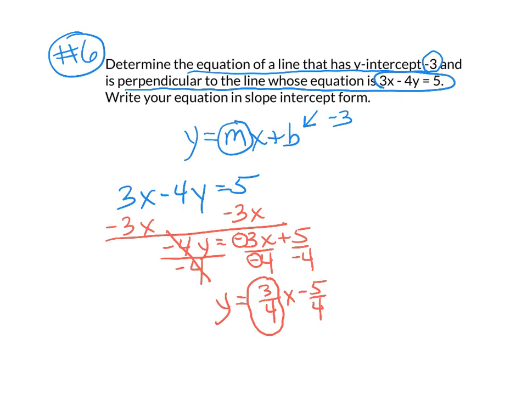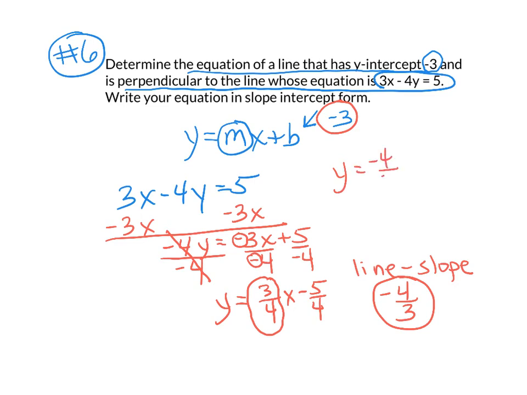Lines that are perpendicular have opposite reciprocal slopes. So that must mean that my line has a slope, the opposite reciprocal of 3/4, which would be a negative 4/3. Well, now I know what the slope is. I know what the y-intercept is. So my equation would be y equals negative 4/3 x minus 3. And that would be the answer to that problem.